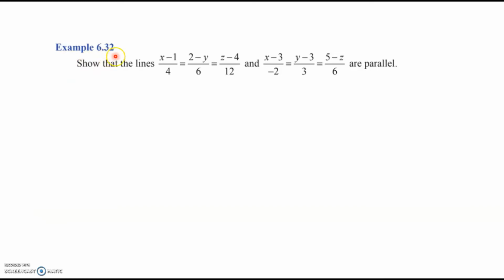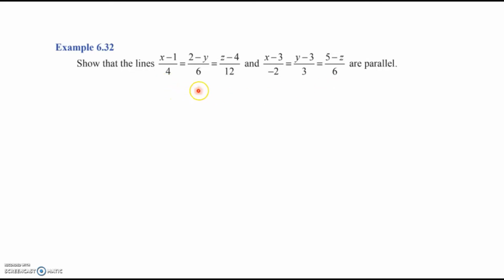Example 6.32. Show that the lines (x minus 1)/4 = (2 minus y)/6 = (z minus 4)/12 and the line (x minus 3)/(minus 2) = (y minus 3)/3 = (5 minus z)/6 are parallel. We have to show that these two lines are parallel. To show that, if we find the vectors which are parallel to these two lines, then using those two vectors we can prove whether these two lines are parallel.